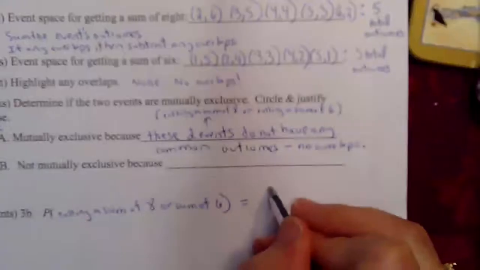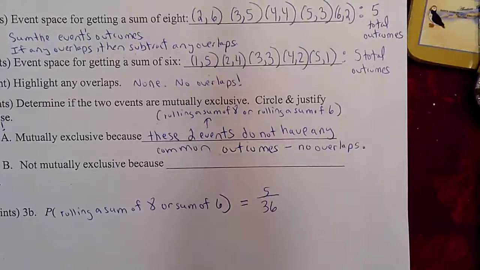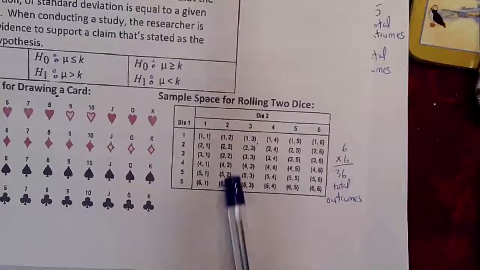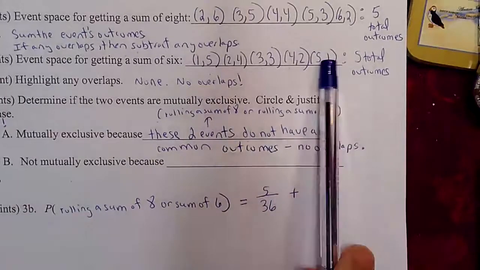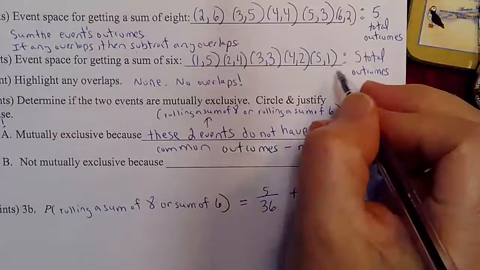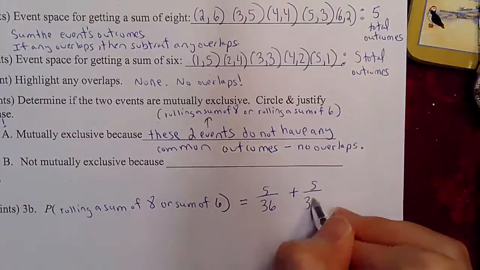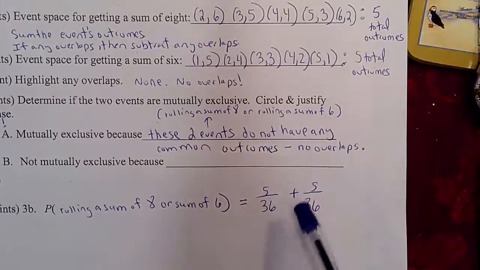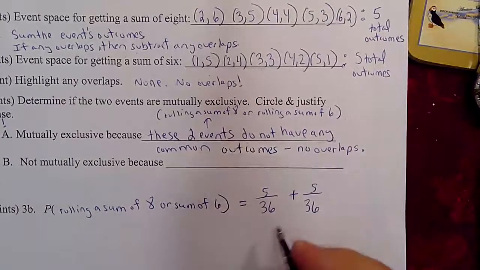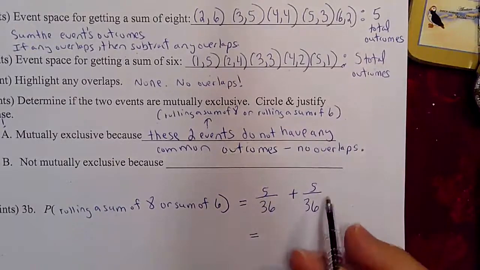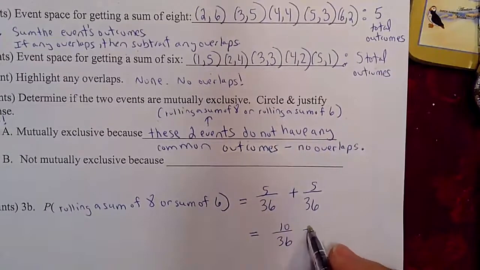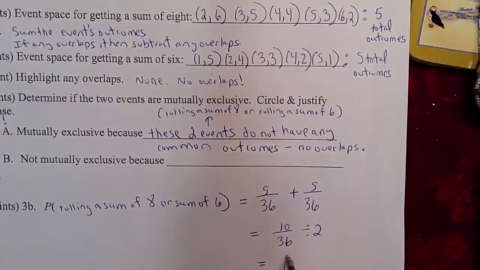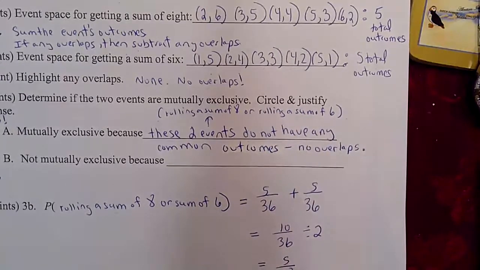That's why we wrote this down. So remember, it's 5 over 36. Remember, we were keeping track of the total of rolling 2 dice was 36. Plus the other event's outcomes is also a total of 5. But there's nothing to subtract because there's no overlaps. So that's all you have. Whenever you add or subtract fractions, you have to have a common denominator. So 5 and 5 is 10 over 36. And then that can be reduced by 2. Half of 10 is 5, and half of 36, I believe, is 18.